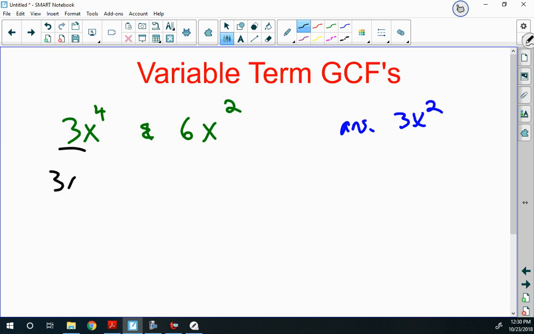x to the 4th is x, x, x, x. Like that, right? Okay. Let's look at this next term then. This 6x squared. 6 breaks down into 2 times 3, doesn't it? And then x squared is going to be x, x.